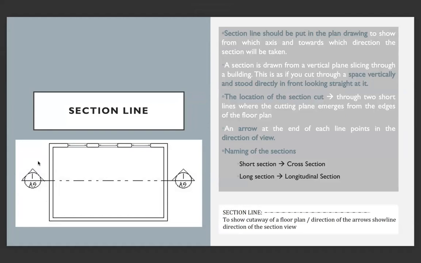This is as if you cut through a space vertically and stood directly in front, looking straight at it, without any perspective. The location of the section cut is shown through two short lines, where the cutting plane emerges from the edges of the floor plane. An arrow at the end of each line points in the direction of view. Short sections are cross sections, and long sections are longitudinal sections.